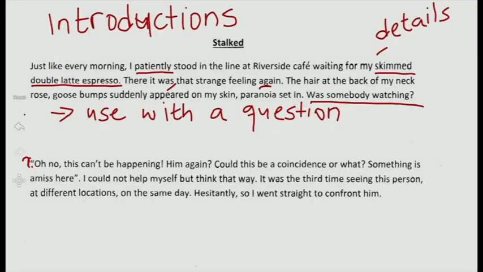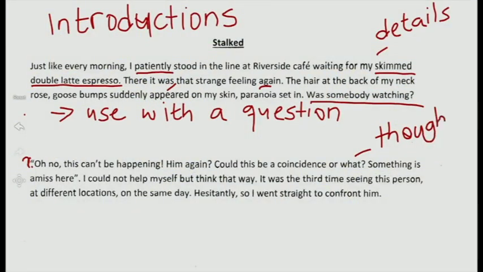Use dialogue. And then here it says, "Oh no, this can't be happening. Him again? Could this be a coincidence or what? Something is amiss here." And then you punctuate correctly, you close the quotes. All right. So this could be something that the writer is saying to someone, or these could just be his thoughts. Because it is accepted that dialogue could be your thoughts. You are thinking aloud. All right? You're thinking out loud.